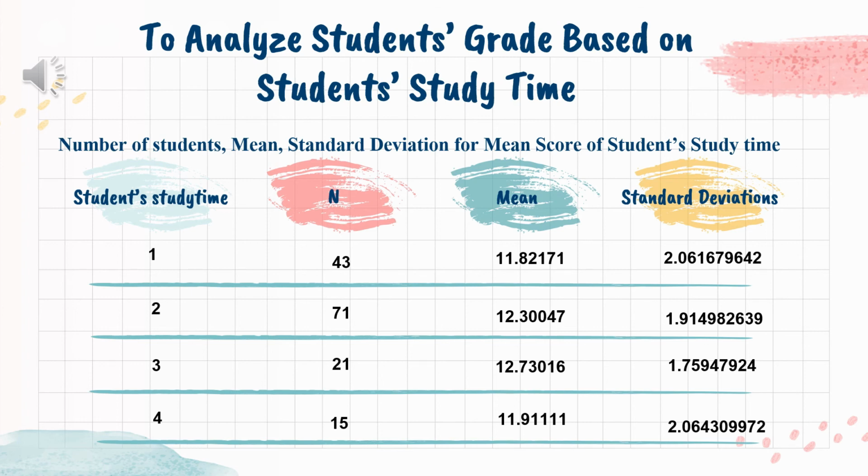And the number 2 represents 2 to 5 hours. That means 71 students spend 2 to 5 hours in their study time per week. And the number 3 represents 5 to 10 hours. That means 21 students spend 5 to 10 hours in their study time. And the last is number 4. It represents students who studied more than 10 hours. It means 15 students spend more than 10 hours in their study time.